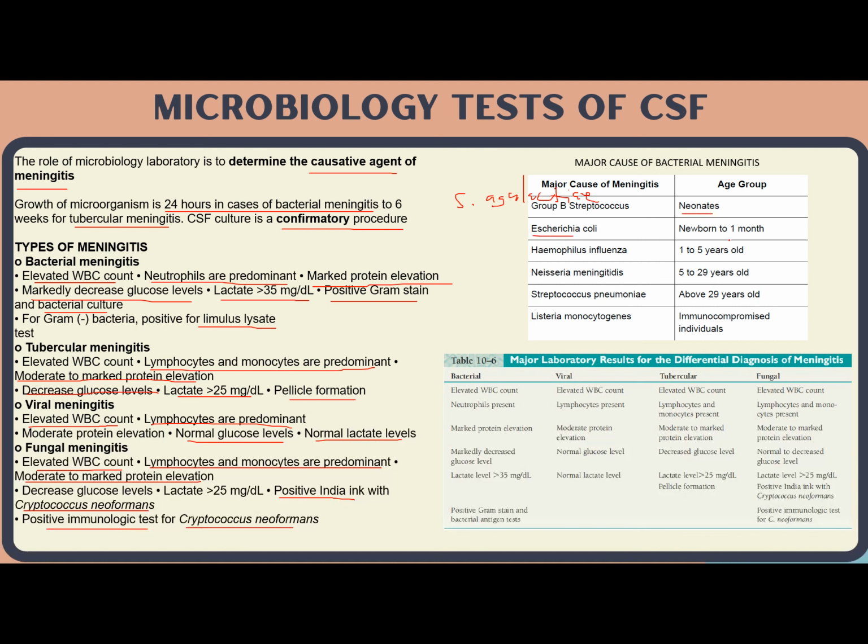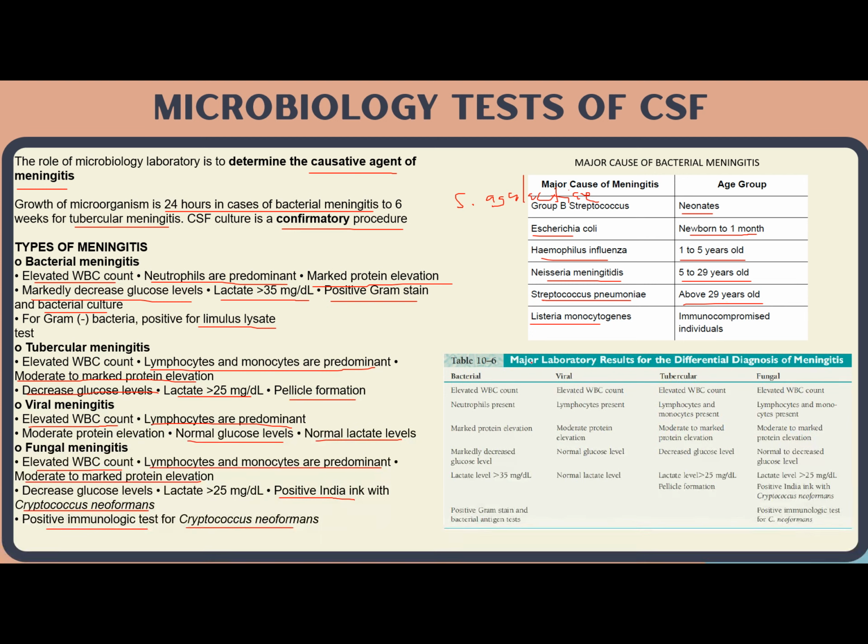Then Escherichia coli, newborn to 1 month. Haemophilus influenzae, 1 to 5 years old. Neisseria meningitidis, 5 to 29 years old. Streptococcus pneumoniae, above 29 years old. And Listeria monocytogenes, in immunocompromised individuals.